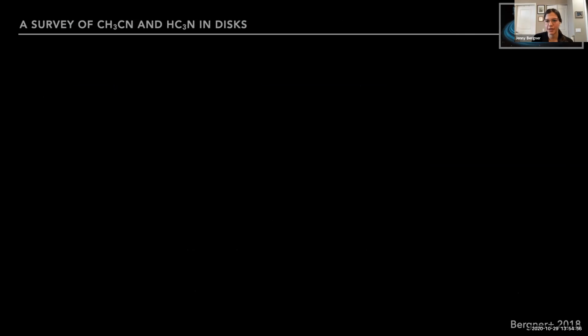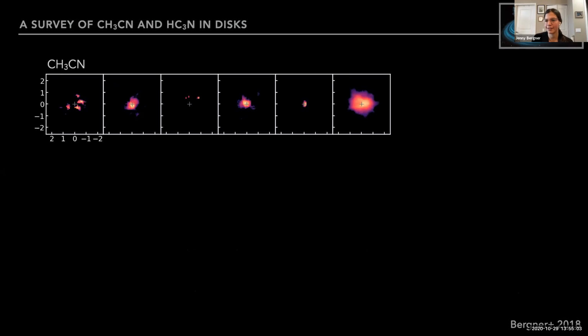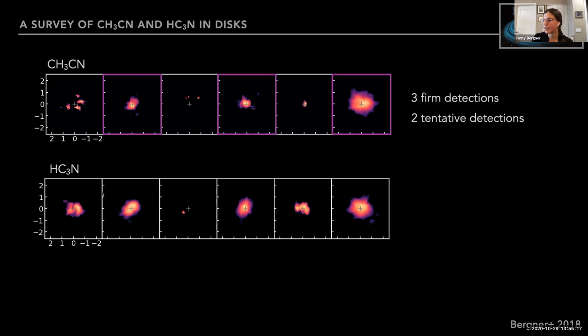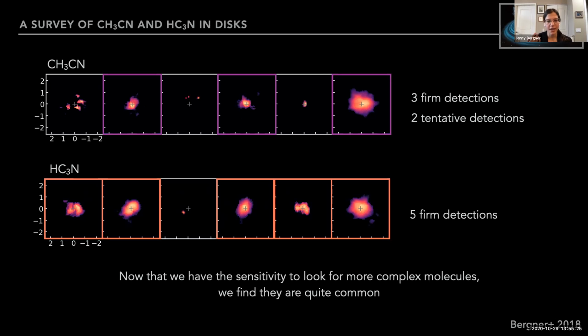So we had a study in 2018 where we performed the first survey looking for complex nitrile species. We targeted 6 disks, and jumping straight into the detections, we found this methyl cyanide molecule in firm detections in 3 of the 6 disks, and then additionally tentative detections in these 2 additional disks. And cyanoacetylene, we were seeing firm detections in 5 of the 6 disks highlighted here. So now that we actually have the sensitivity to look for these more complex molecules, we find that they're actually quite common.